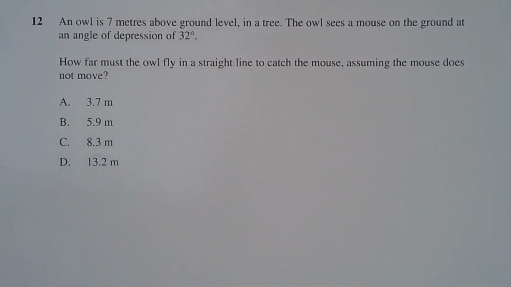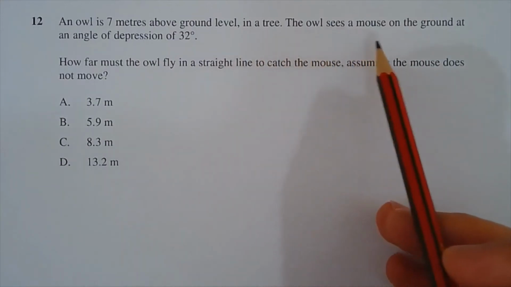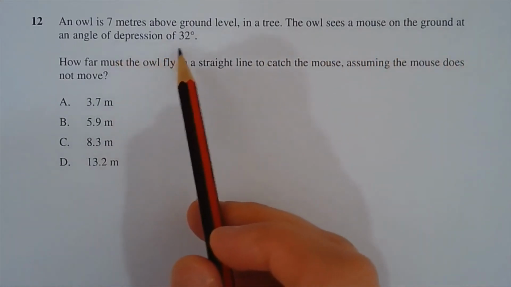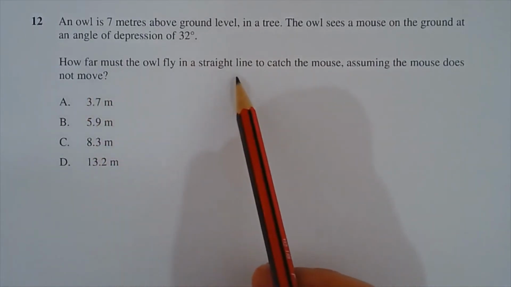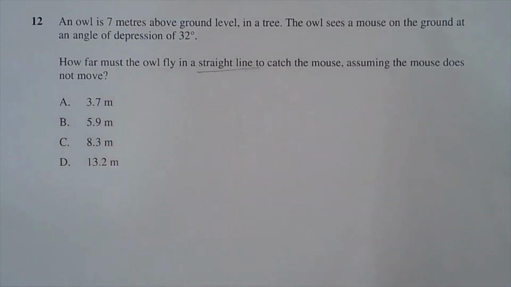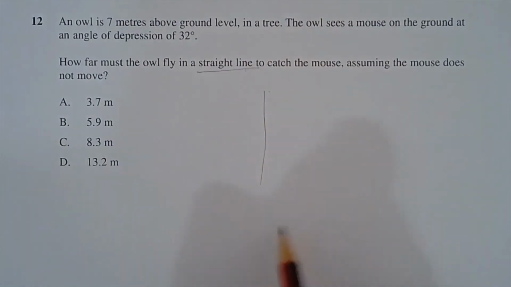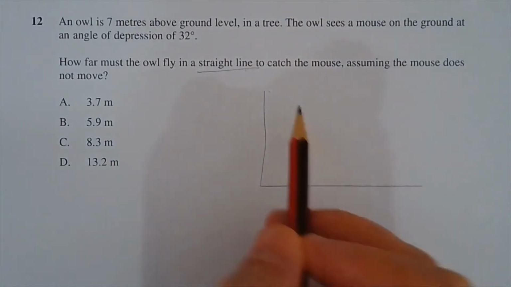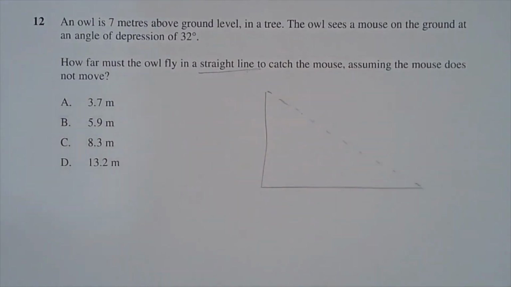Question 12. An owl is 7 meters above ground level in a tree. The owl sees a mouse on the ground at an angle of depression of 32 degrees. How far must the owl fly in a straight line to catch the mouse, assuming the mouse does not move? First thing we do, let's draw a wireframe sketch. There's our tree. There's the ground. Here's the straight line distance. There's the mouse. There's the owl.